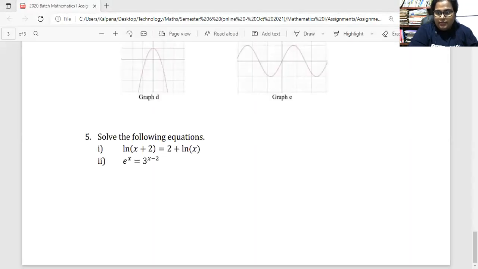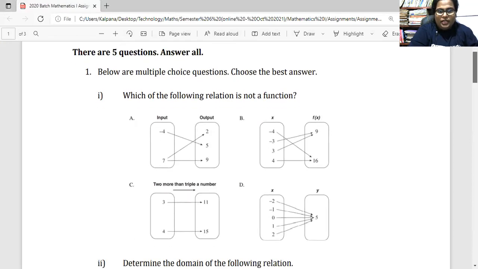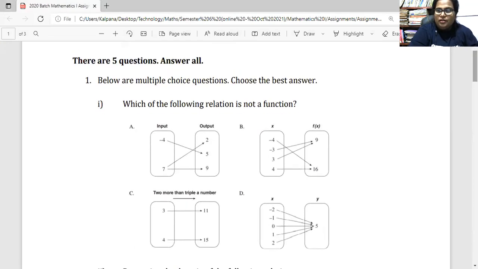So here the first question of this assignment 2 is a multiple choice question, right? Let me show you the first question. Here in the first question, there are 4 relations given for you, and among them you have to select what is a function, what is not a function. Right, so there are 4 relations, and you have to check what's the relation first, and after that you can determine whether it is a function or not.